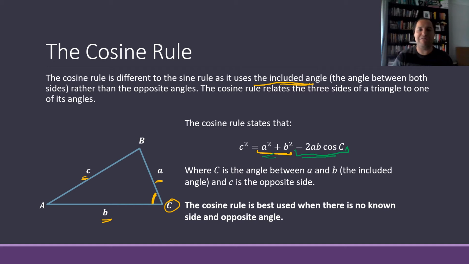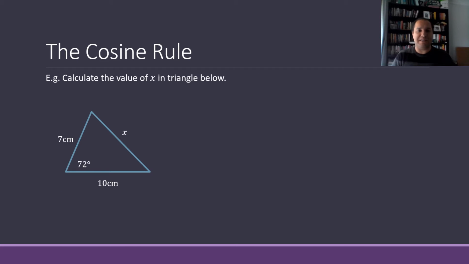Now the cosine rule, as we've already discussed, is best used when we don't have those opposite angle and side known pairs. So we might know an angle or a side, but none that are opposite each other. That's when we use our cosine rule. Alright, so let's use this as an example. Calculate the value of x in the triangle below.